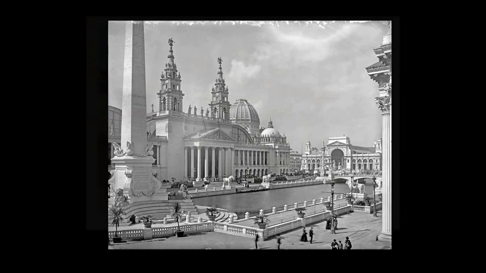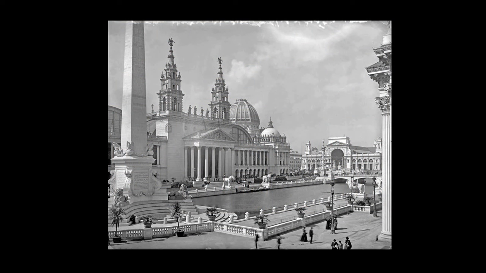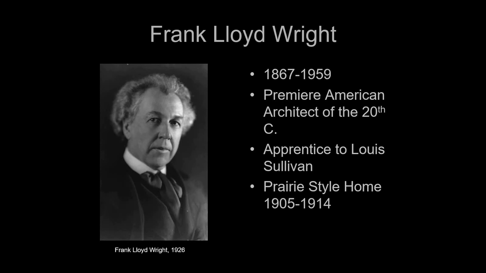Only one building, the Transportation Building, was done in a new style, and that was done by Louis Sullivan. Every other building there was done in a kind of neoclassical or neo-Baroque or Second Empire, done in a European style. And so the first age of modern architecture rather ignominiously comes to an end. And it probably would have ended there had it not been for Louis Sullivan's greatest apprentice, a guy by the name of Frank Lloyd Wright.